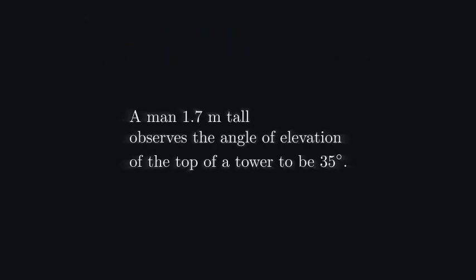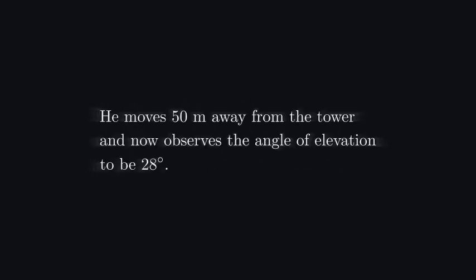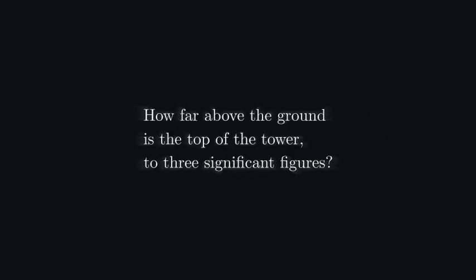The question says, a man who is 1.7 meters tall observes the angle of elevation of the top of a tower to be 35 degrees. He then moves 50 meters away from the tower. From a new position, the angle of elevation is 28 degrees. We're asked to find how far above the ground the top of the tower is, correct to three significant figures.